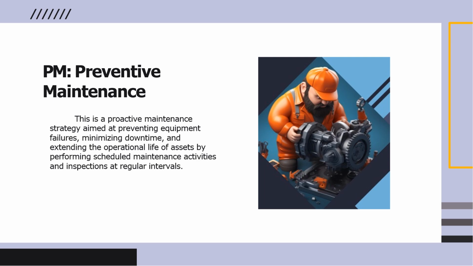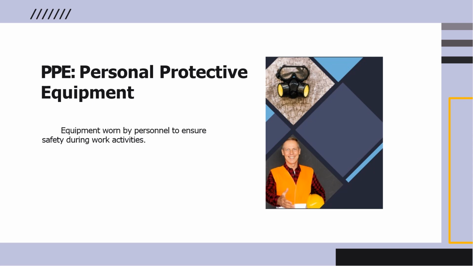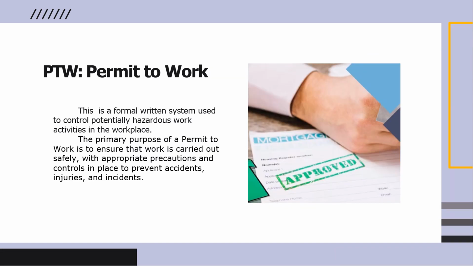Next is PM, preventive maintenance. This is a proactive maintenance strategy aimed at preventing equipment failures. Next is PPE. This is a very common acronym, which is personal protective equipment, equipment worn by personnel to ensure safety during work activities. PTW is permit to work.